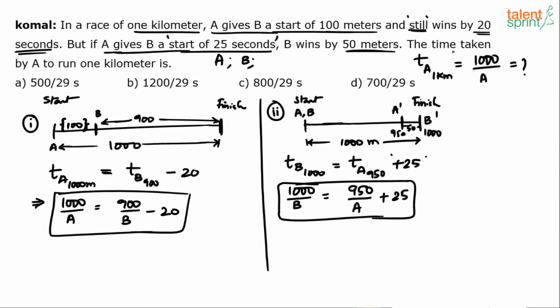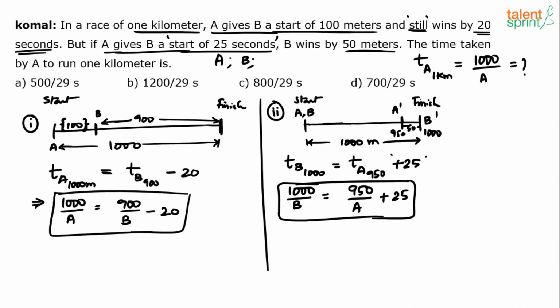See, what he's asking us to find is the time taken by A to run 1 kilometer. Time is equal to distance by speed. So 1000 meters, speed is A. 1000 by A is equal to what? Meaning this part. We know that 1000 by A is 900 by B minus 20, but what is B? B is not known. So two equations and two variables. You have to first solve for A and B and then find out what is 1000 by A.